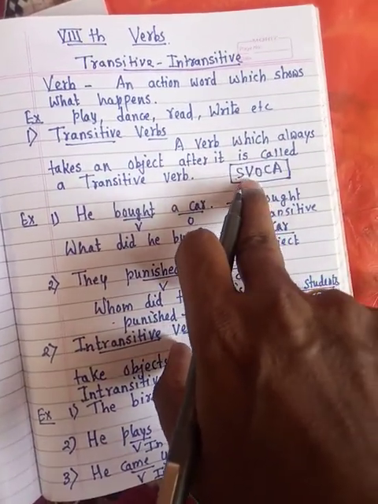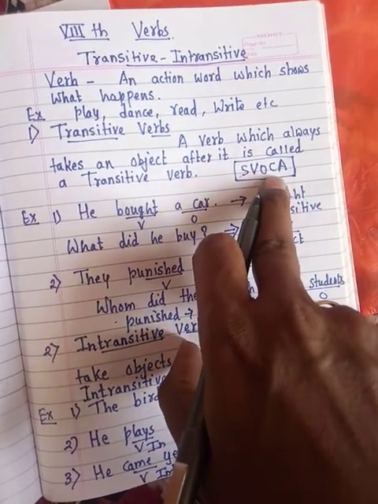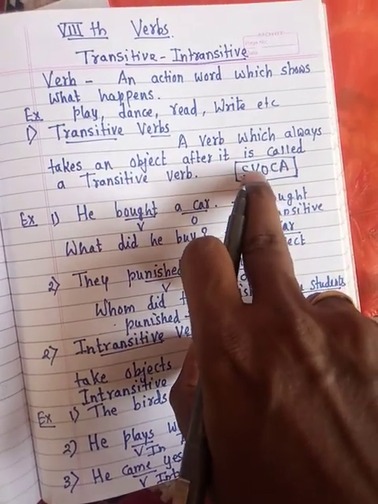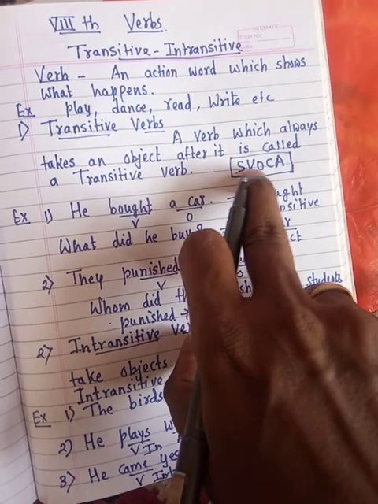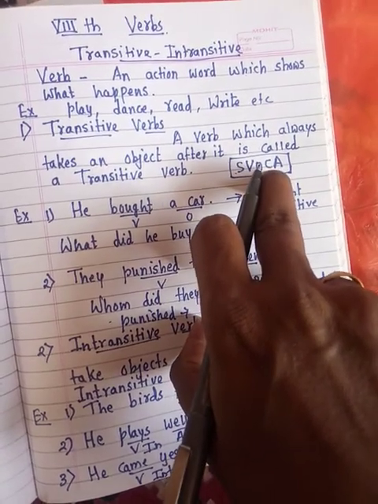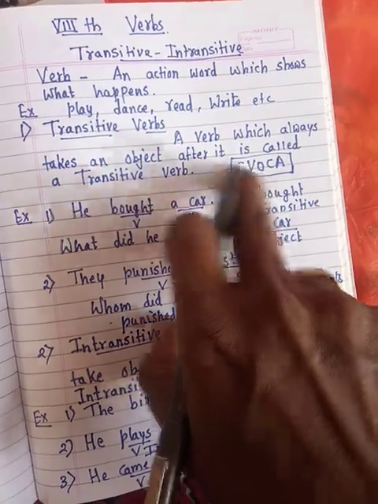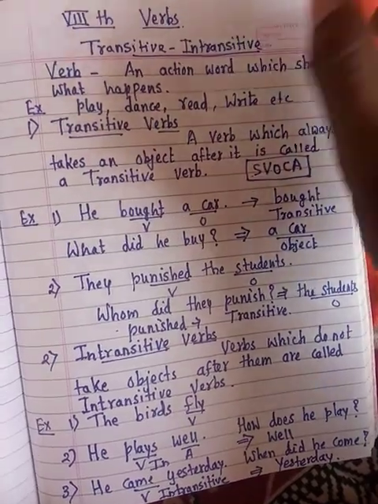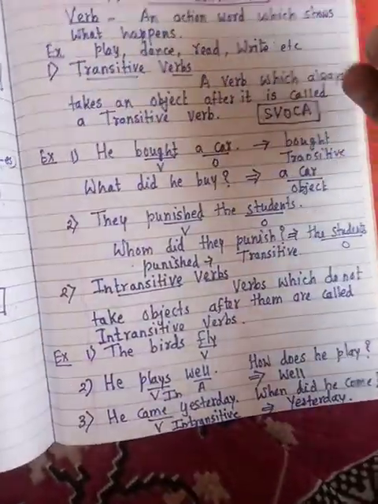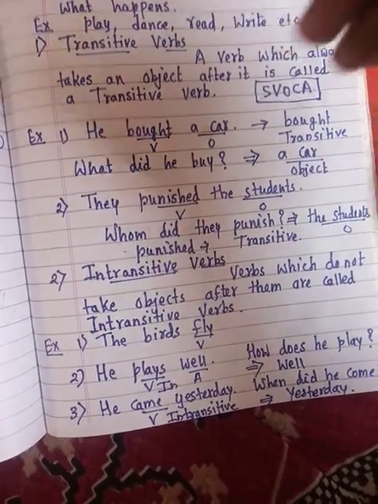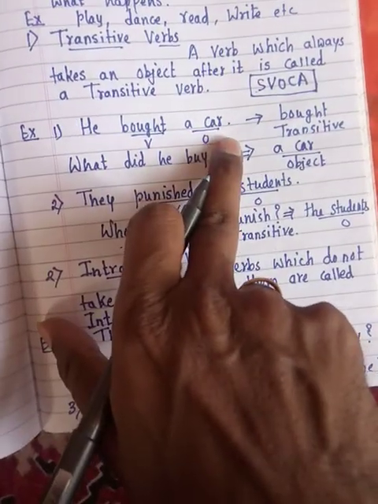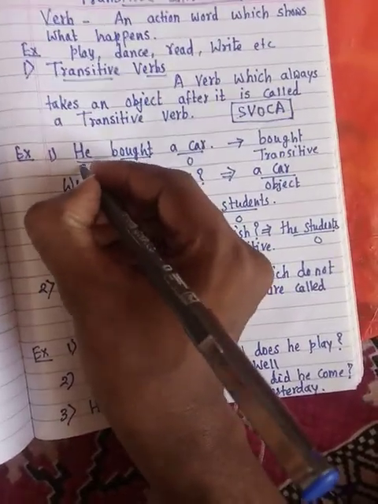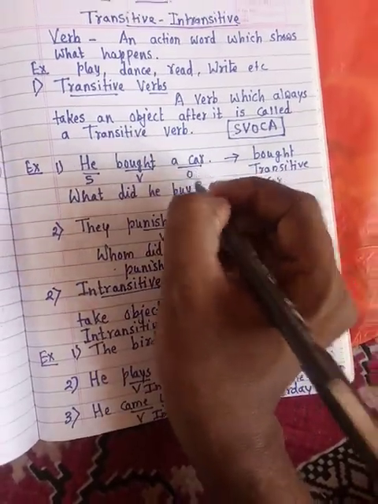So if this pattern SVO is there, it doesn't matter if other parts are there, but the essential or important ones are these 3: subject, after that verb, after that object. Then the verb here will be called a transitive verb. Means if an object is there immediately after a verb, then that verb is called a transitive verb. See here, I bought a car, or he bought a car. Now he is subject, bought is verb, and car is object.